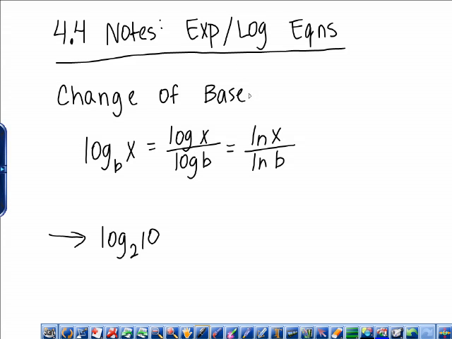You learned this last year, but what this does is it'll take a log of any base and allow you to do a calculation or write an equivalent statement. There's a lot of uses, and we'll see some of those in this lesson.